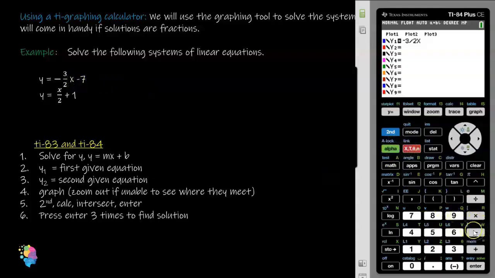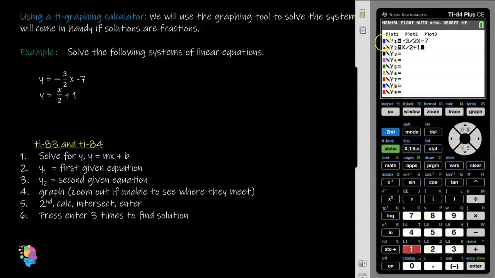So now I use this minus next to the 6. So minus 7. I check to make sure that I wrote my equation correctly, and then I press enter to move to Y2, or you can use the arrows to move from Y1 to Y2. On the second equation, I have y equals x divided by 2 plus 1. So that is x divided by 2 plus 1.